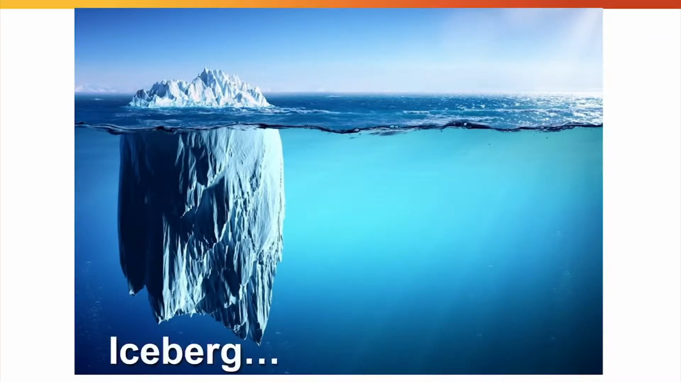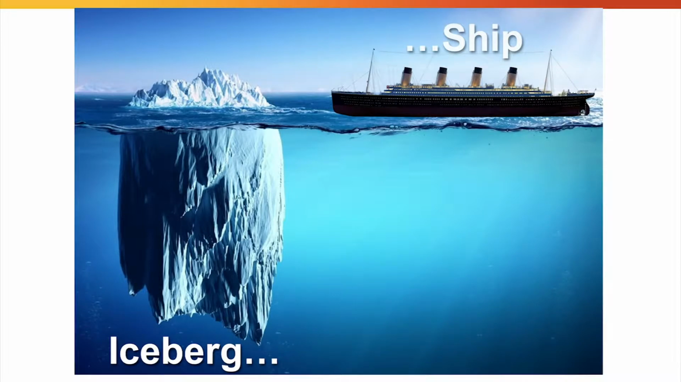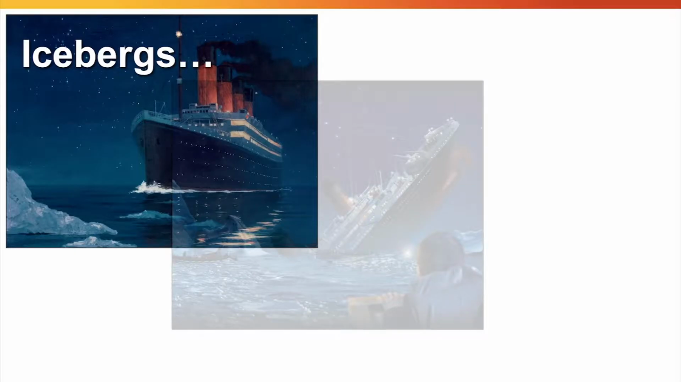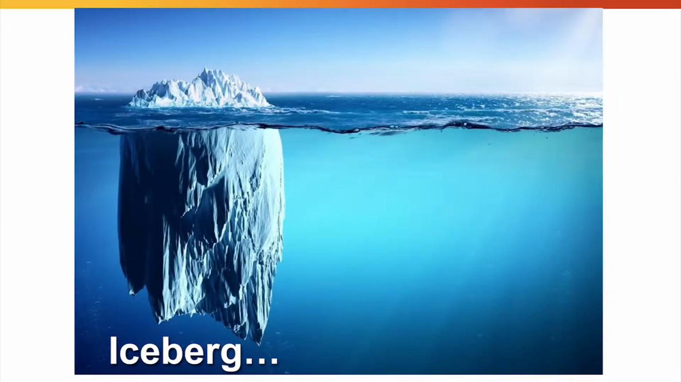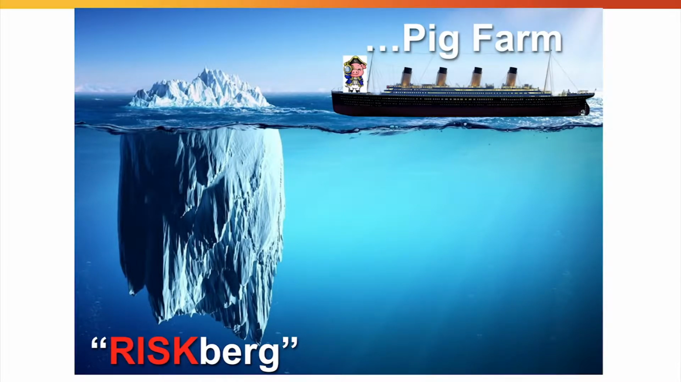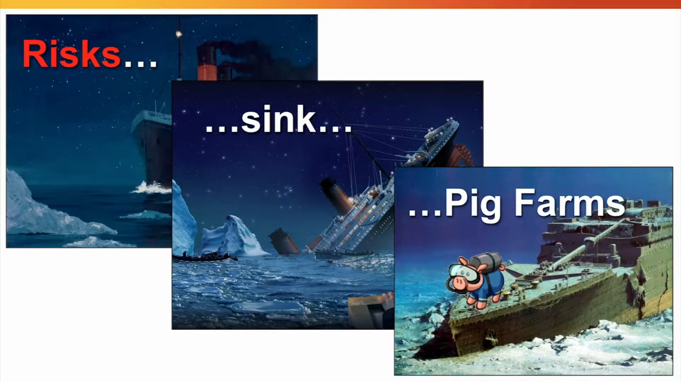Everyone knows what this is. This is an iceberg. That's a ship. When ships meet icebergs, it typically turns out badly for the ship. But I'm going to put that in the context of risk. So we're not going to call this an iceberg. We'll call it a riskberg. And we won't call this a ship. We'll call it a pig farm. So when risks meet pig farms, in similar fashion, risks sink pig farms. It typically doesn't turn out well for a risk realized on a pig farm.